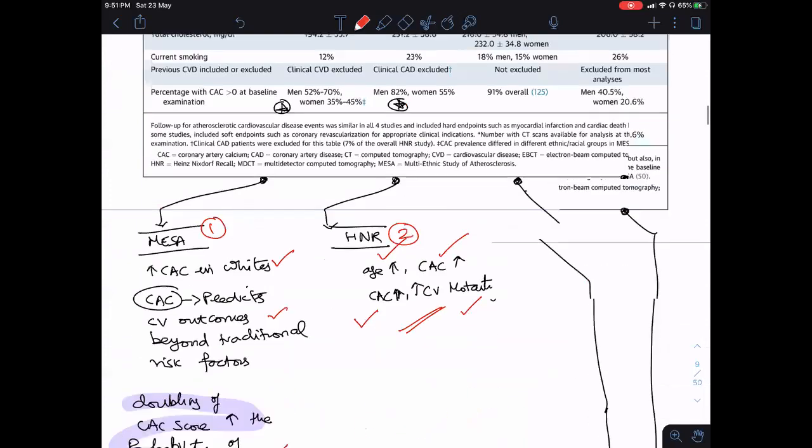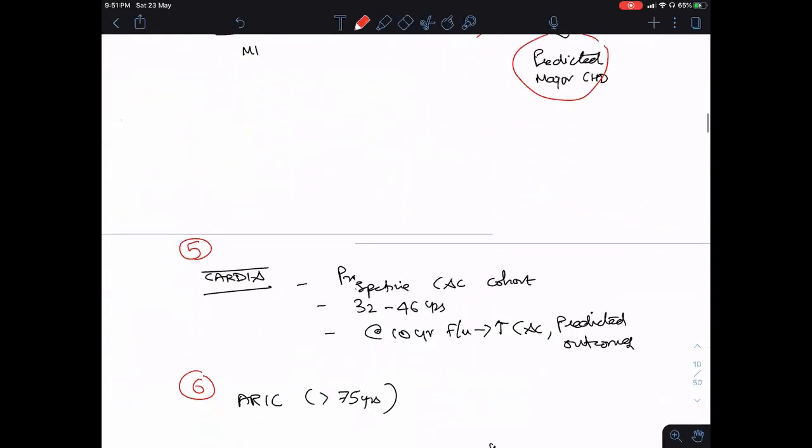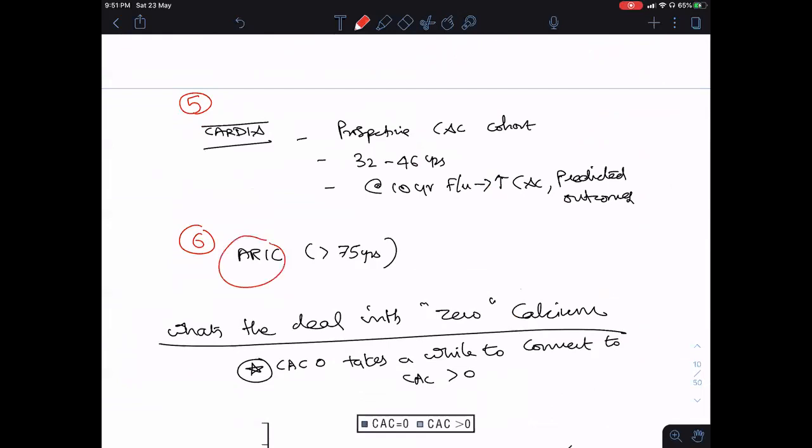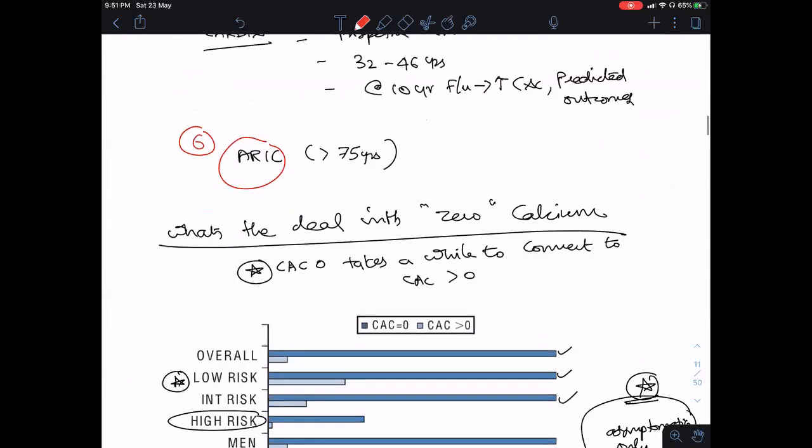There have been other studies as well, including CARDIA; ARIC is still going on. So all of these have come to pretty much the same conclusions: that as aging increases, CAC increases. As CAC increases, so does the CV risk.